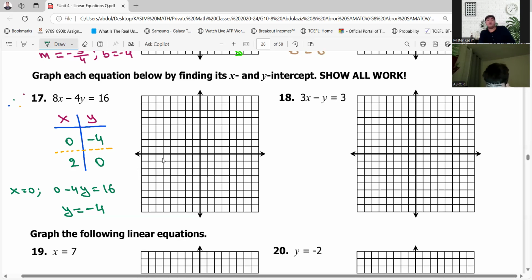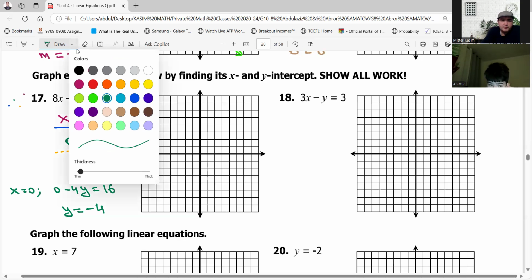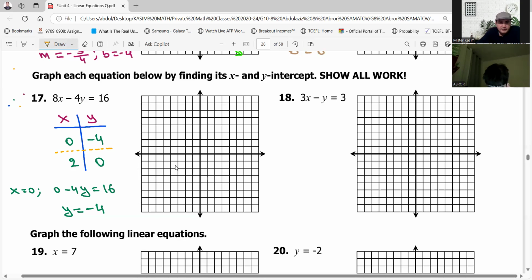So now I'm going to plot these x and y intercepts. After that, connect them with a straight line. What is 0, negative 4? Let me change this to yellow. 0, negative 4. X is 0, y negative 4. 1, 2, 3, 4. It is here, right? And the next point, x equals 2, y is equal to 0. So it is 1, 2. It is here. That's another way of graphing straight lines.